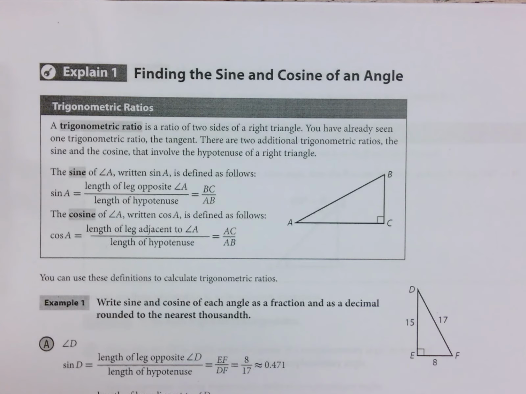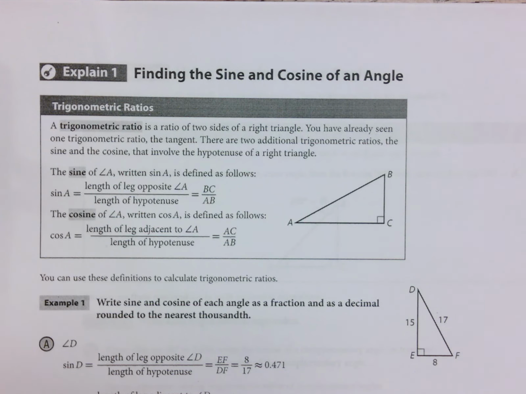This is lesson 18.2, sine and cosine ratios. It starts on page 942 in your textbook, so if you pull those pages out, we will go through the notes for sine and cosine. So these are the last two trigonometric ratios.